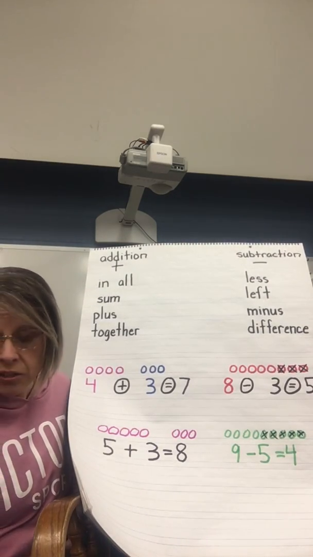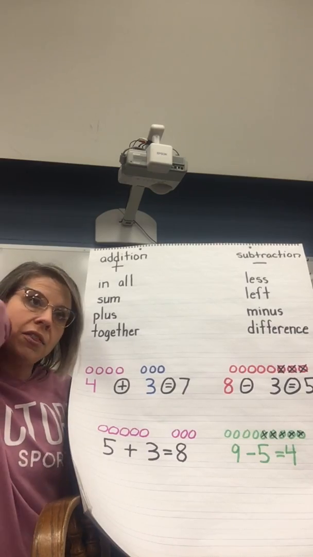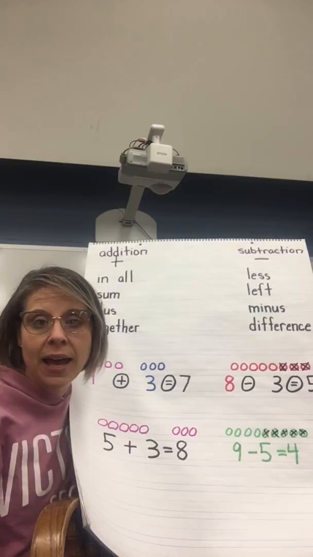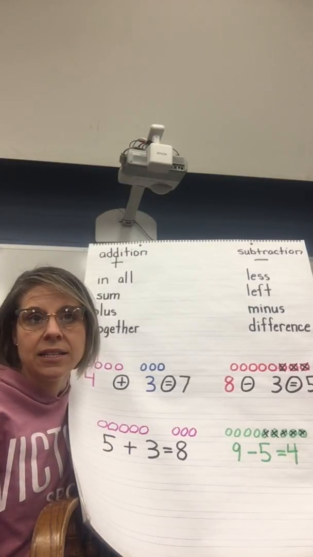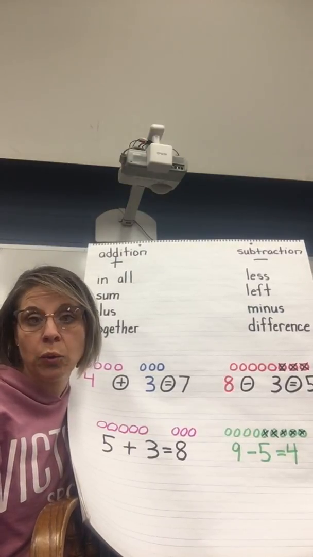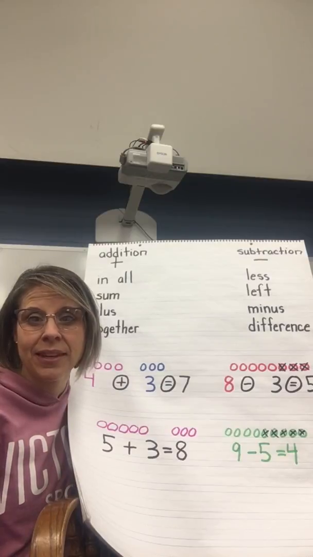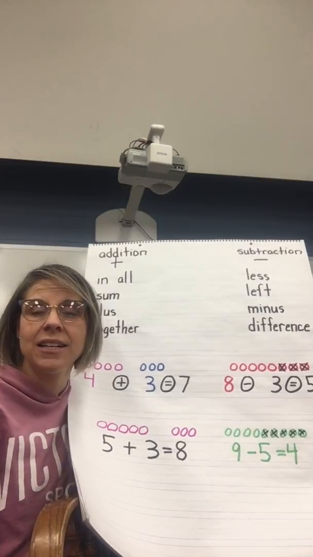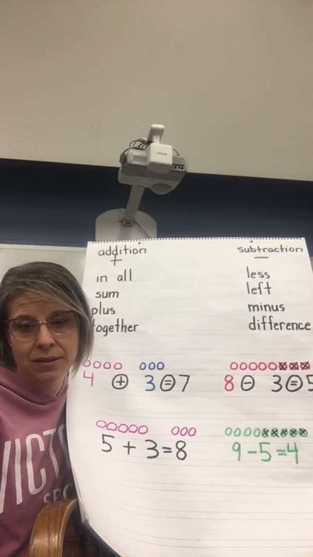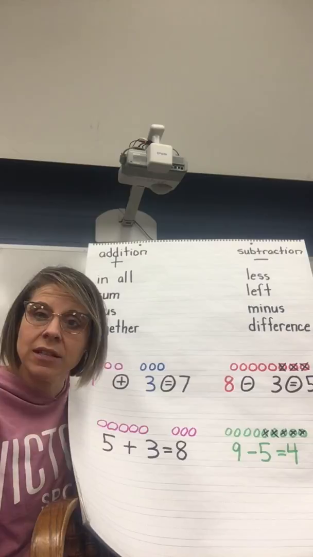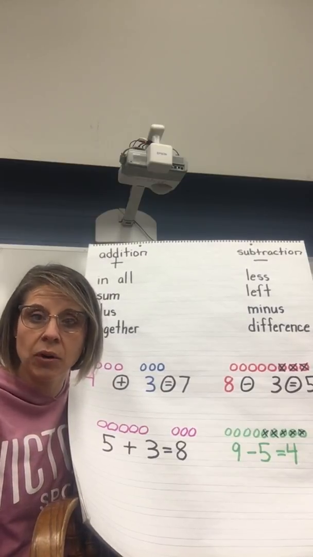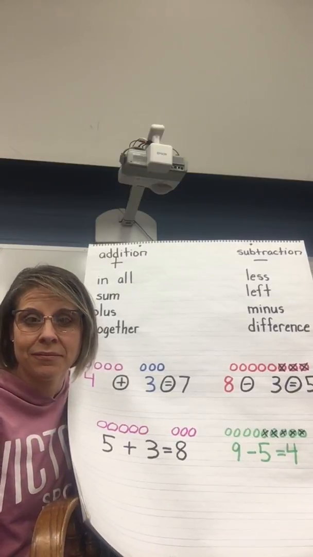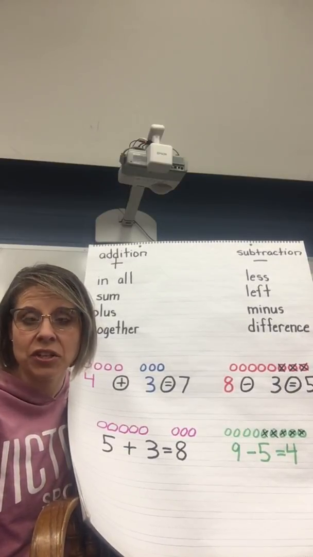So in your e-learning journals, the first problem I want you to solve is Mrs. McGowan had 3 blue owls and Mrs. Bourne had 7 blue owls. How many blue owls does Mrs. McGowan and Mrs. Bourne have in all? So you're going to write that one in your e-learning journal.